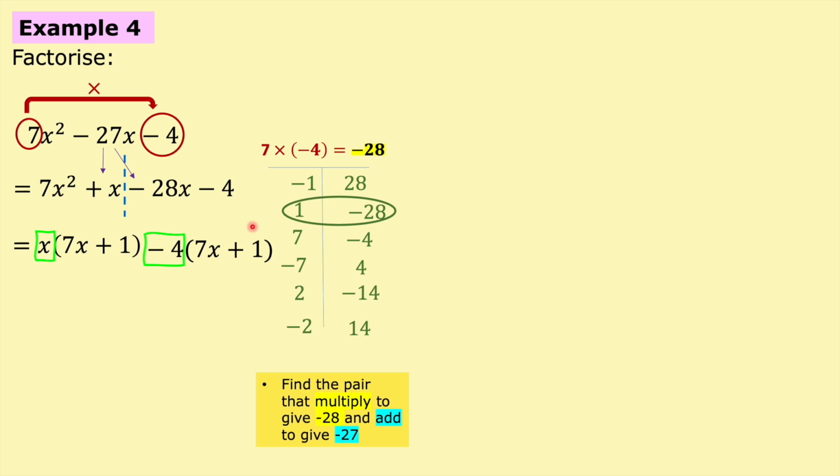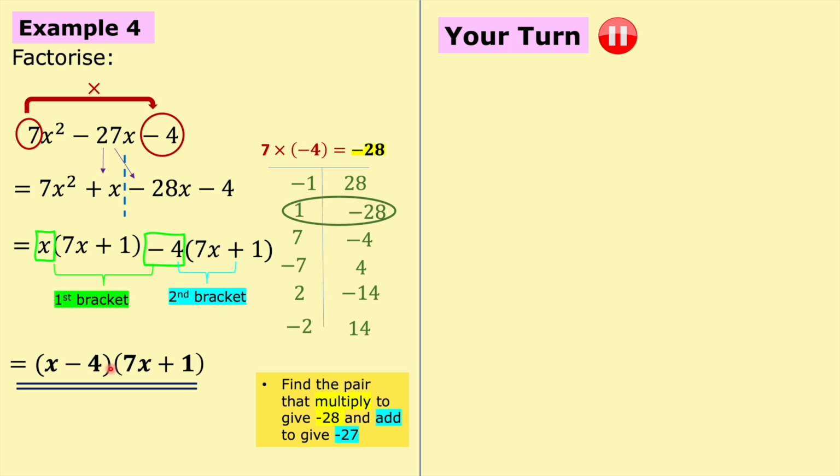So then picking out our first bracket, which is going to be x subtract 4. And then our last bracket is going to be 7x plus 1. So our final answer: x subtract 4 in the first bracket, 7x plus 1 in the last. So again, using this example to help you, can you pause the video here and factorise 3x squared, subtract 23x, subtract 8.